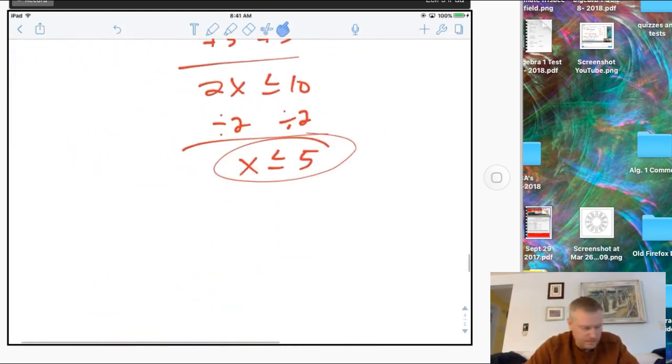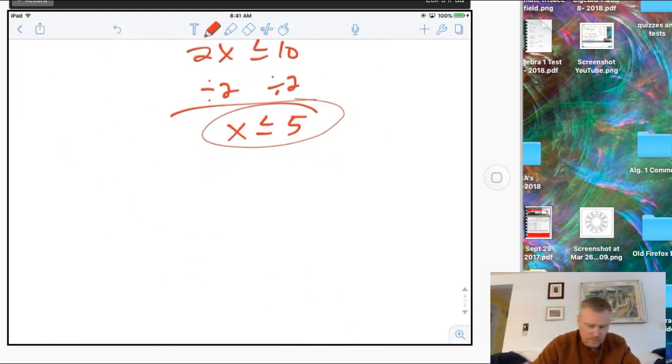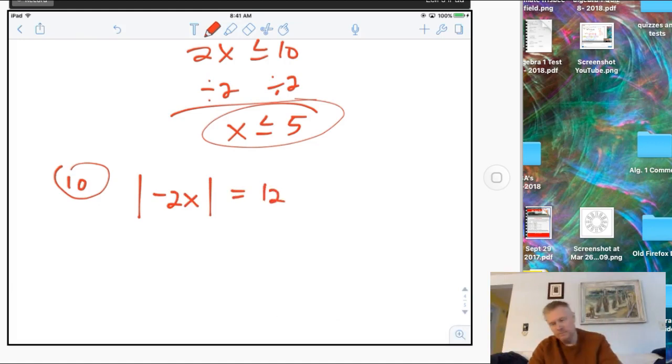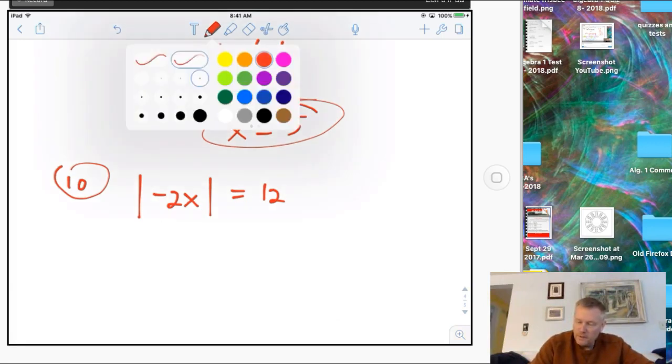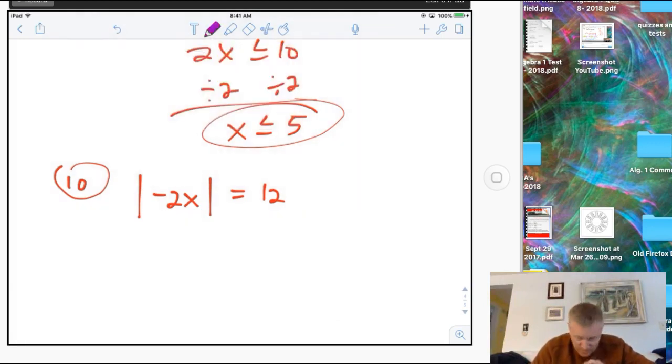Let's see, that was 9. This is an interesting one. You don't see these very often. All right, so I got absolute value, negative sign inside the absolute value sign. So I'm just going to break it up and do case 1, case 2. If that was negative 12, that'd be different. It's okay to have that negative sign inside the absolute value there. Case 1 is the plus, case 2 is the negative.